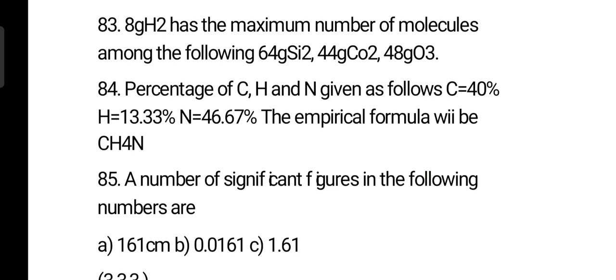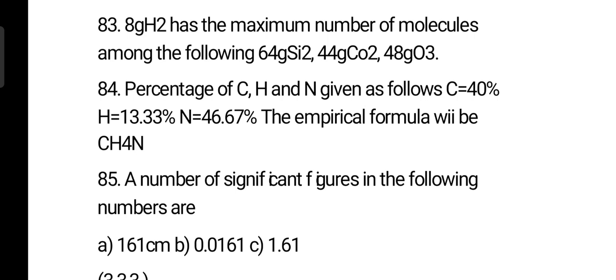8 grams of H2 has the maximum number of molecules among the following: 64 g SO2, 44 g CO2, 48 g O3.